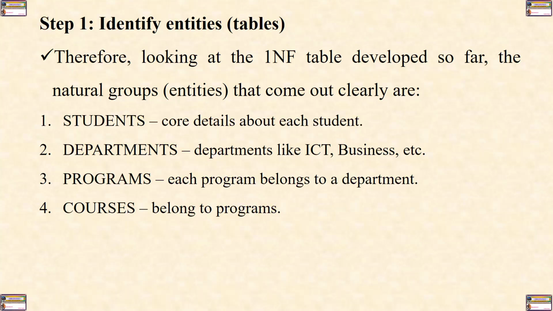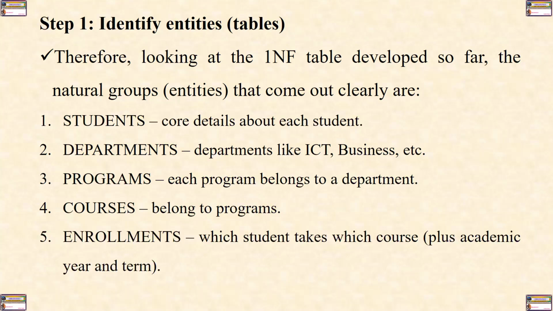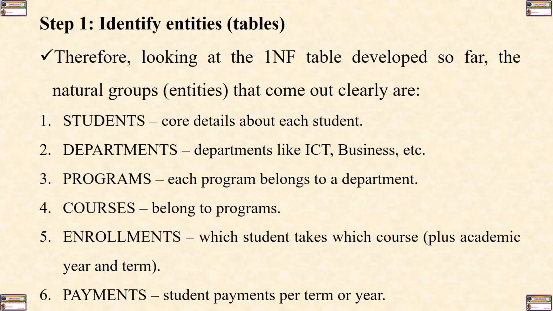So there should be some connection. Then enrollments. We can have a table for enrollments, which shows which students take which course and the year as well as the term. Then we can have students' payment per term, per year. So we can have details about payments put separately.